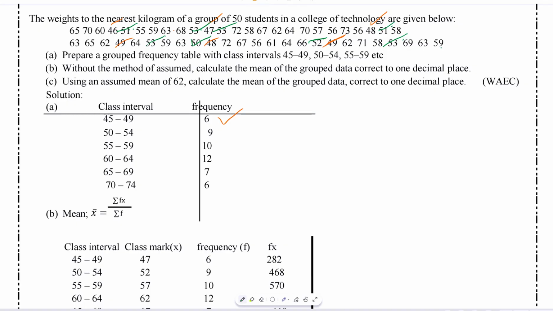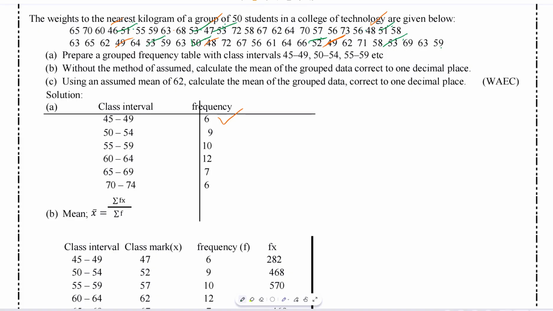The answer here says 9. The answer says 9, so obviously it should be 9. And how many have we been able to count? 1, 2, 3, 4, 5, 6, 7, and 8. There should still be one more there. I'm sure you'll have seen it. So immediately you see it, you can move on. Within 50 and 54, I can't seem to. It's quite tiny for me.